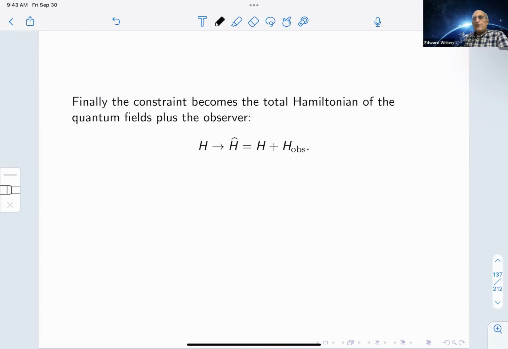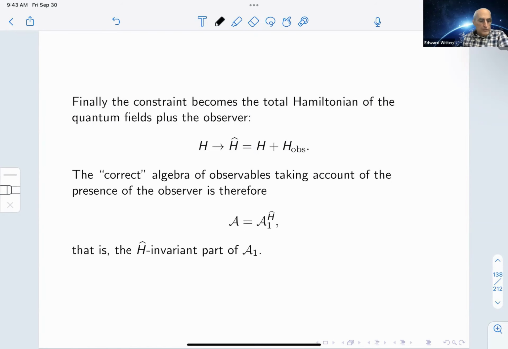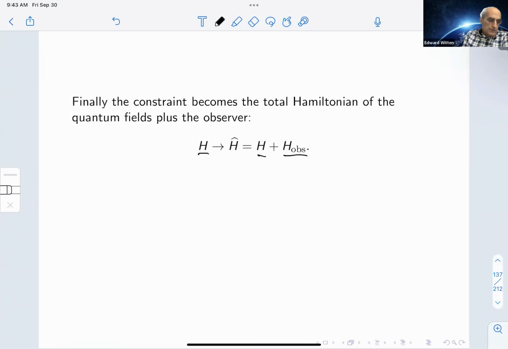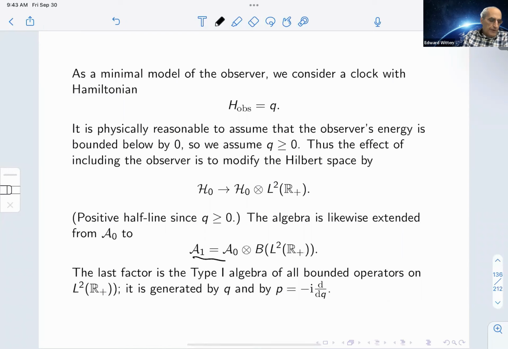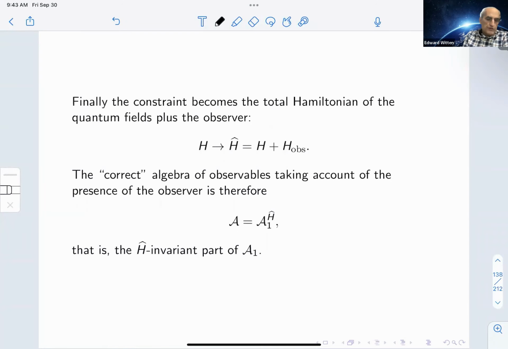Now, finally, we have to take the observer's gravity into account in defining the constraints. The constraint was the generator of time translations. It becomes the total Hamiltonian of the quantum fields plus the observer. So the constraint operator is no longer what it was before. It's what it was before plus the Hamiltonian of the observer. The correct algebra of observables, taking into account the presence of the observer, is therefore modified in two ways. First, we extend the bare algebra, and then we impose a different constraint.